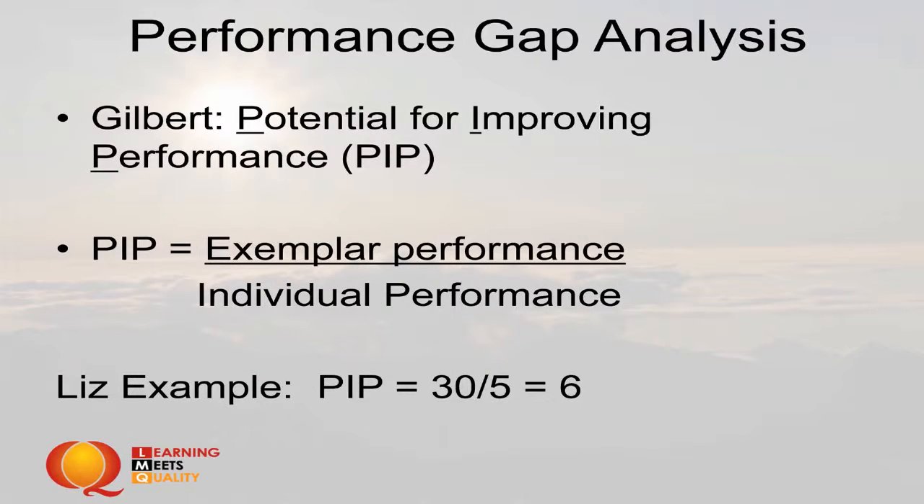Now in my little example, my scenario with Liz, I said her counterparts are cranking out 30 items in a workday, and Liz can do 5 or 6 or whatever I said. So just a simple version of the PIP ratio would be the exemplar performance of 30 divided by Liz's performance of 5. That gives us a ratio of 6. Now if there's another employee who's cranking out 25 items in a day compared to the exemplar, that ratio gets closer and closer to 1.